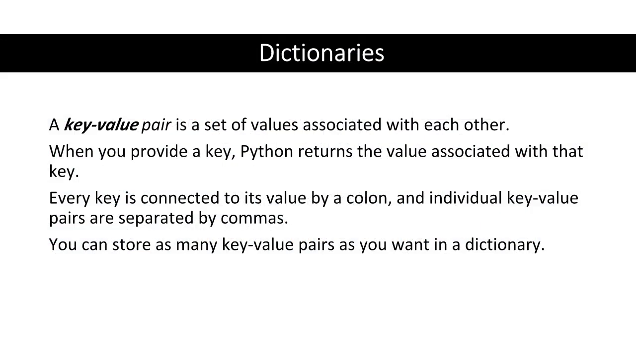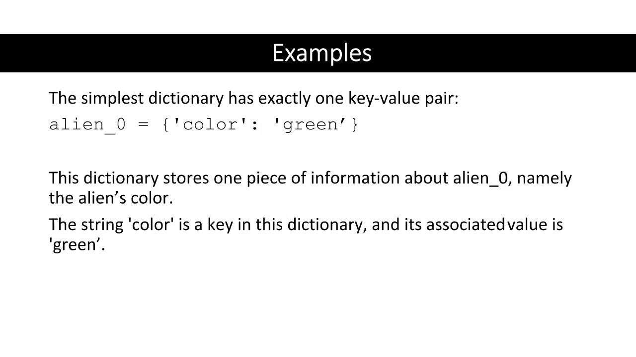In a dictionary, each key is connected to a value using a colon. For example, 'color': 'green'. Multiple pairs are separated by commas. When we provide a key, Python searches for that key and returns its associated value. Let's look at this simple dictionary, alien_0 = {'color': 'green'}, and this contains only one key-value pair. Key, color; value, green. It stores one piece of information.